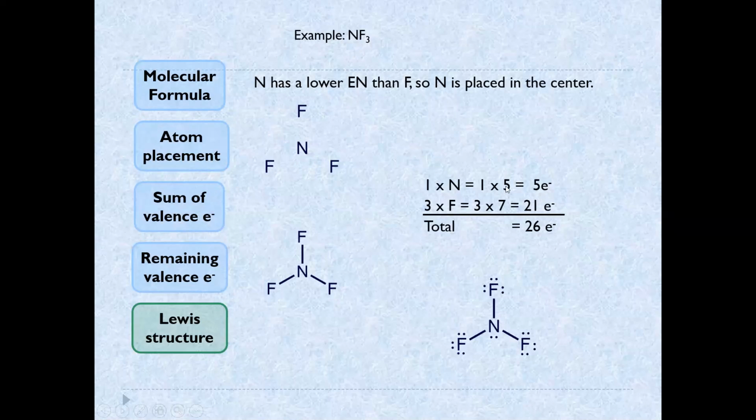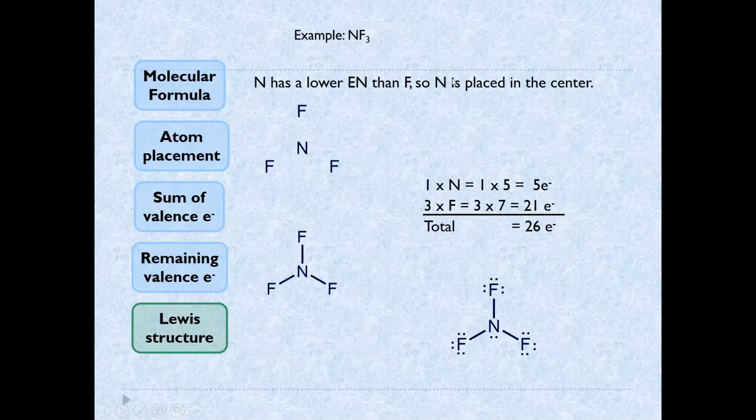Then you sum your total number of valence electrons. Nitrogen is in group 5, and we have 1 atom of nitrogen, that is 5 electrons. Fluorine is in group 7, and we have 3 of them, 3 times 7. So you have 26 valence electrons. Total number of valence electrons is 26.